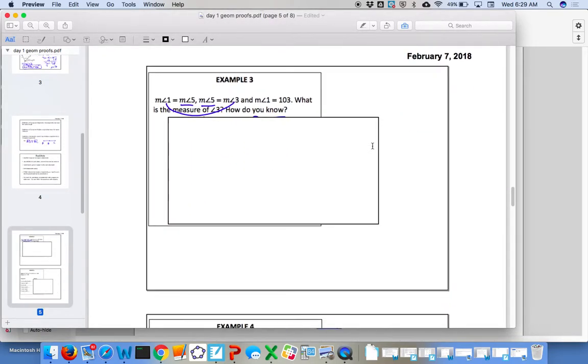So for example 3, if the measure of angle 1 equals the measure of angle 5, and measure of angle 5 equals measure of angle 3, and you know that measure of angle 1 is 103, what is the measure of angle 3 and how do you know?